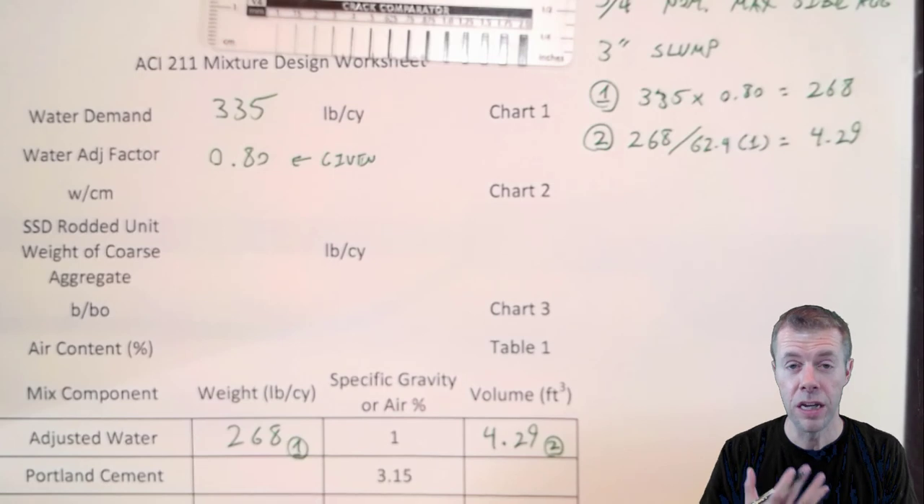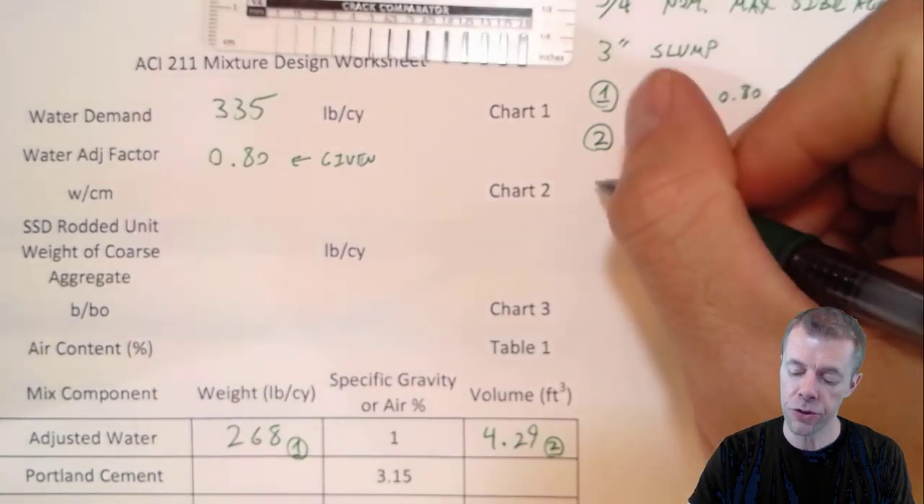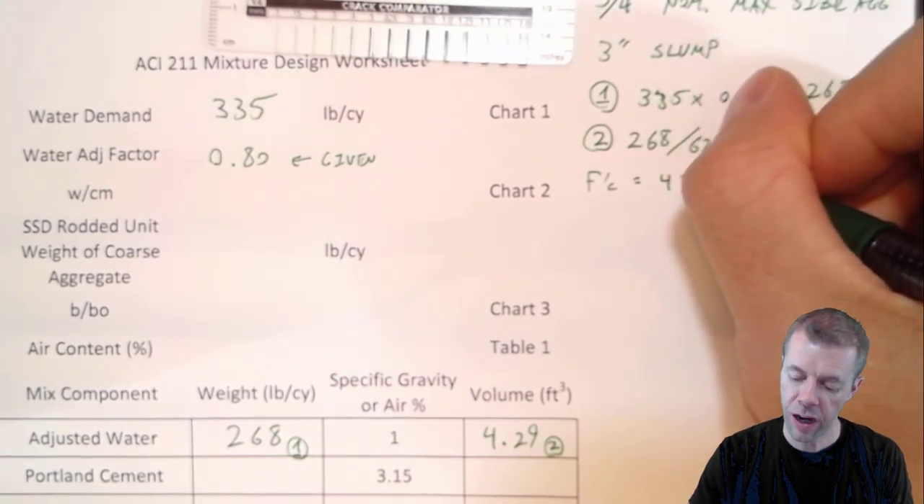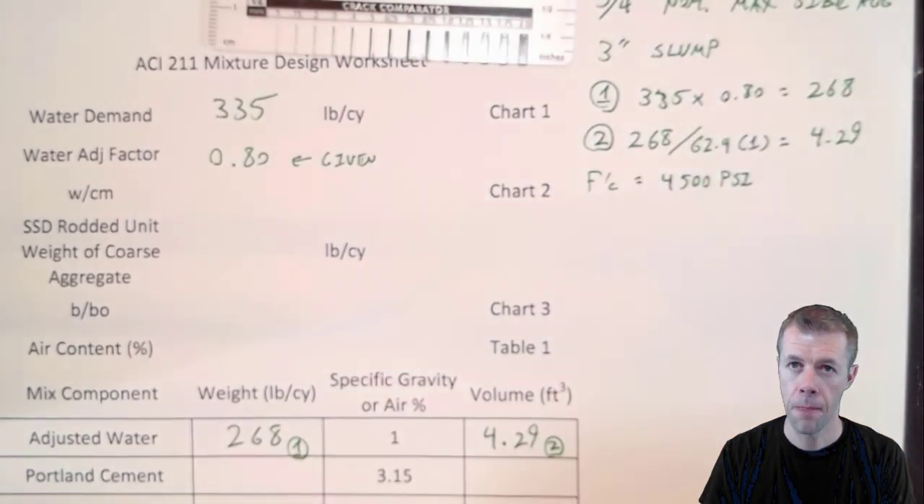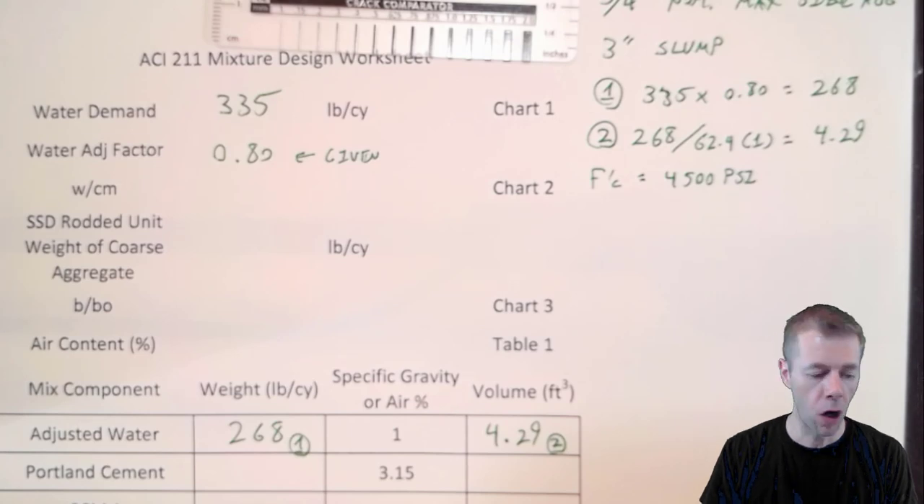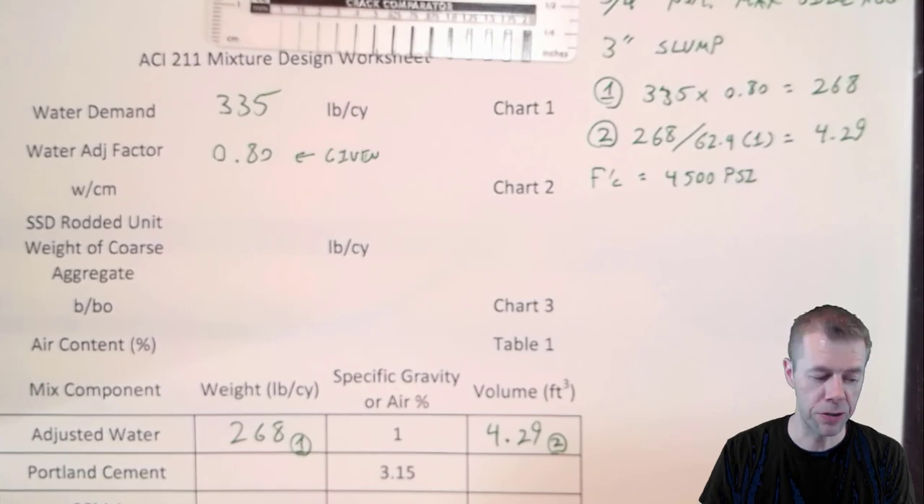All right, now I've got to figure out what water-cement ratio we need. The first step is to think about what we need for design. Well, the design strength was 4,500 psi. All right, so now we have to calculate what our target strength needs to be.